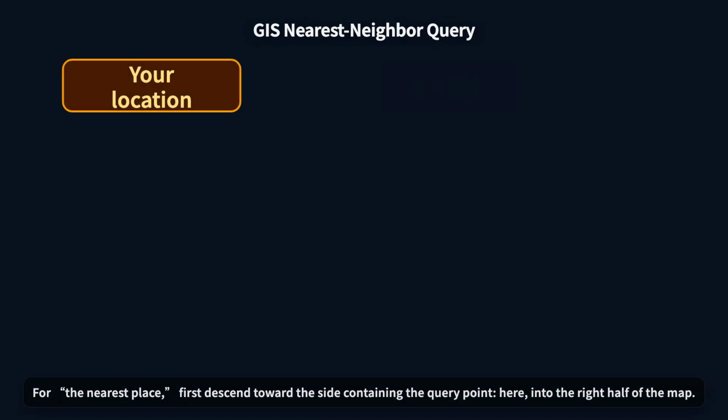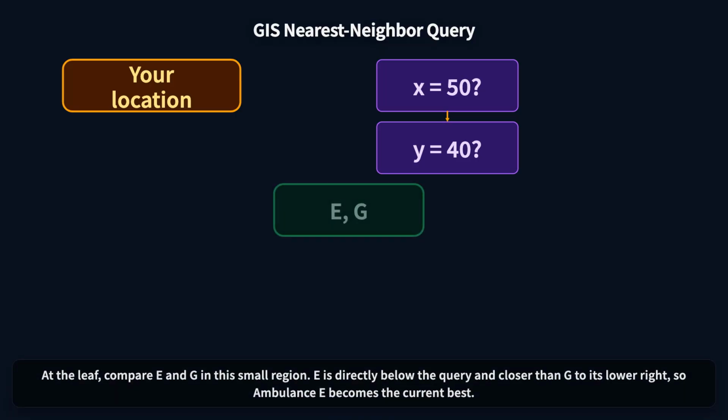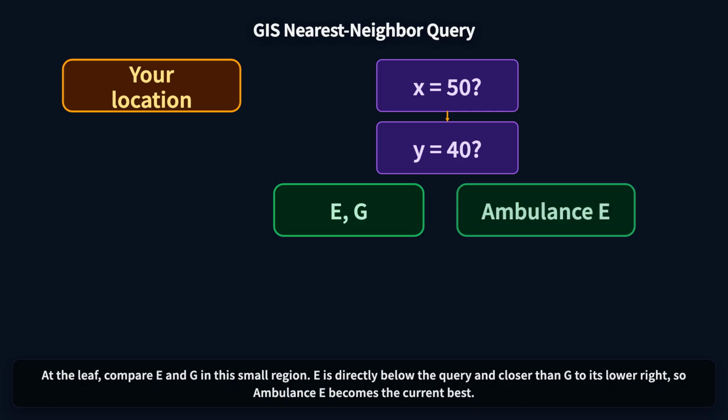For the nearest place, first descend toward the side containing the query point, here into the right half of the map. At the leaf, compare E and G in this small region. E is directly below the query and closer than G to its lower right, so ambulance E becomes the current best.